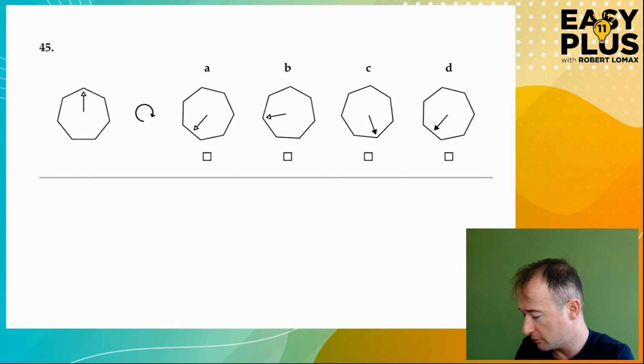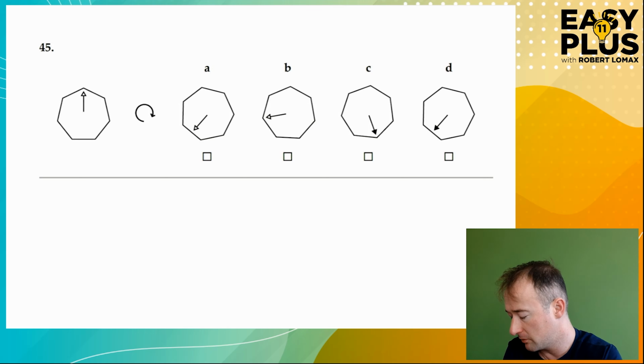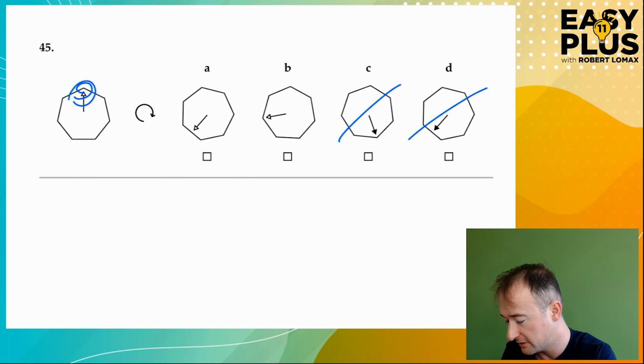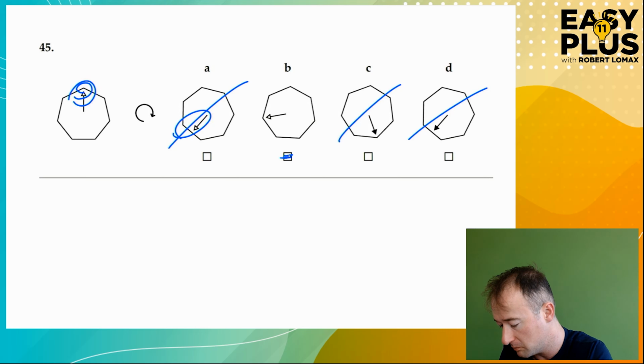And the next one here, 45, another rotation. So we've got an arrow here that has a hollow head. So C and D, which have filled in heads, cannot be right. Nice and straightforward. The arrow is pointing towards a vertex, so some corner piece as it were. A cannot be because it's pointing towards the middle of a side. We're just left with B.